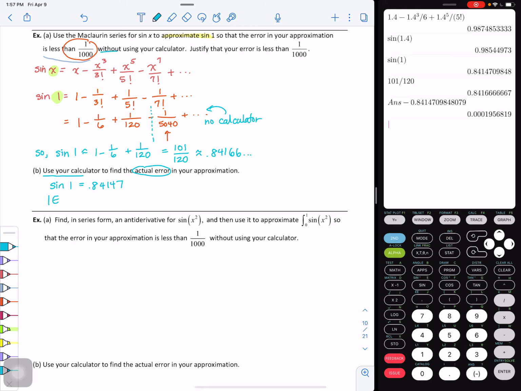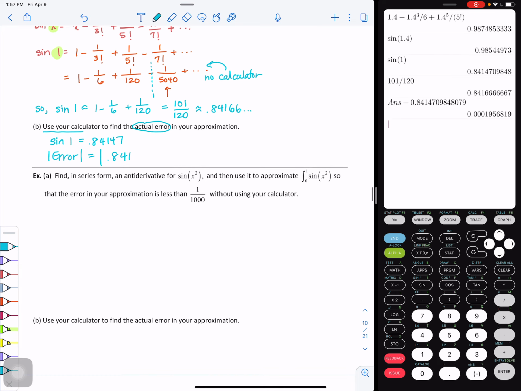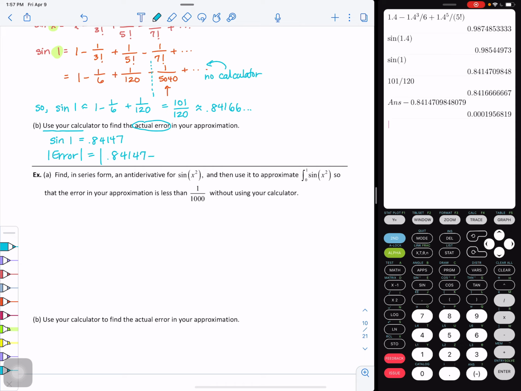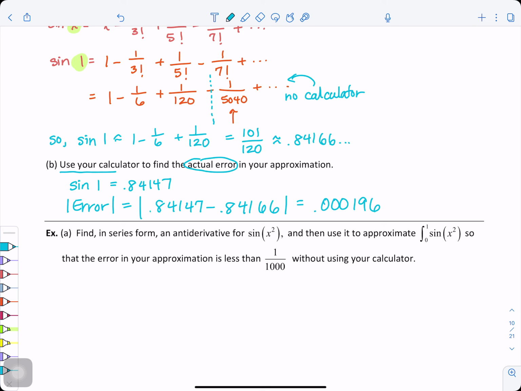The absolute value of our error is going to be 0.84147 minus 0.84166, and that error, you can see it in the calculator, 0.000196. Pretty amazing. Okay, let's go ahead and take a look at this next question.